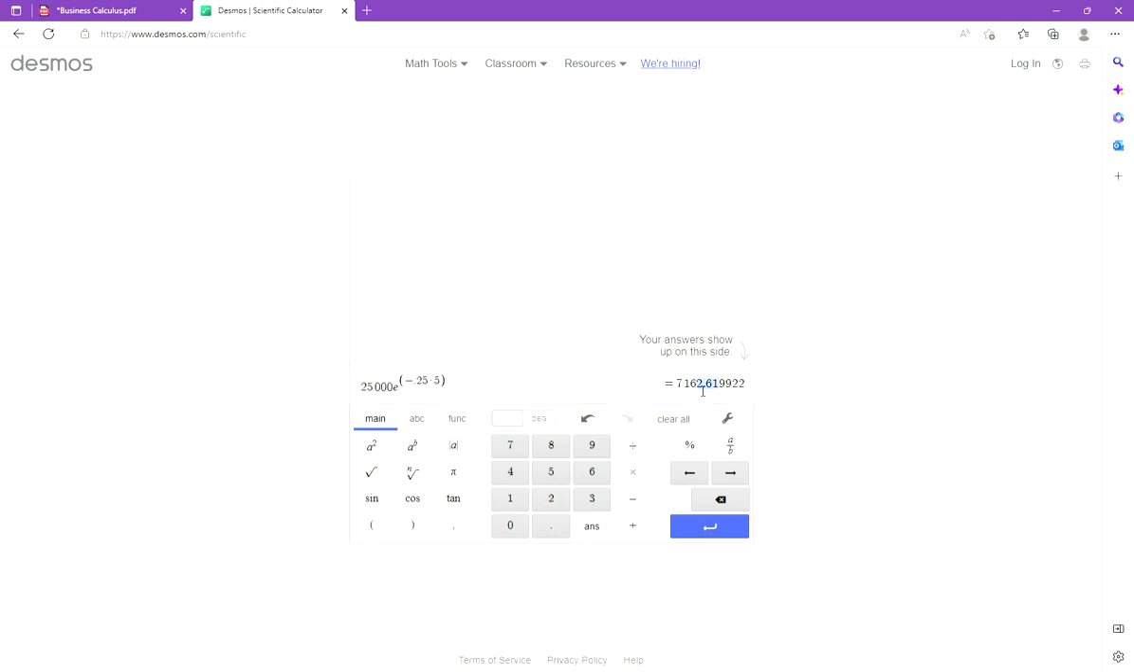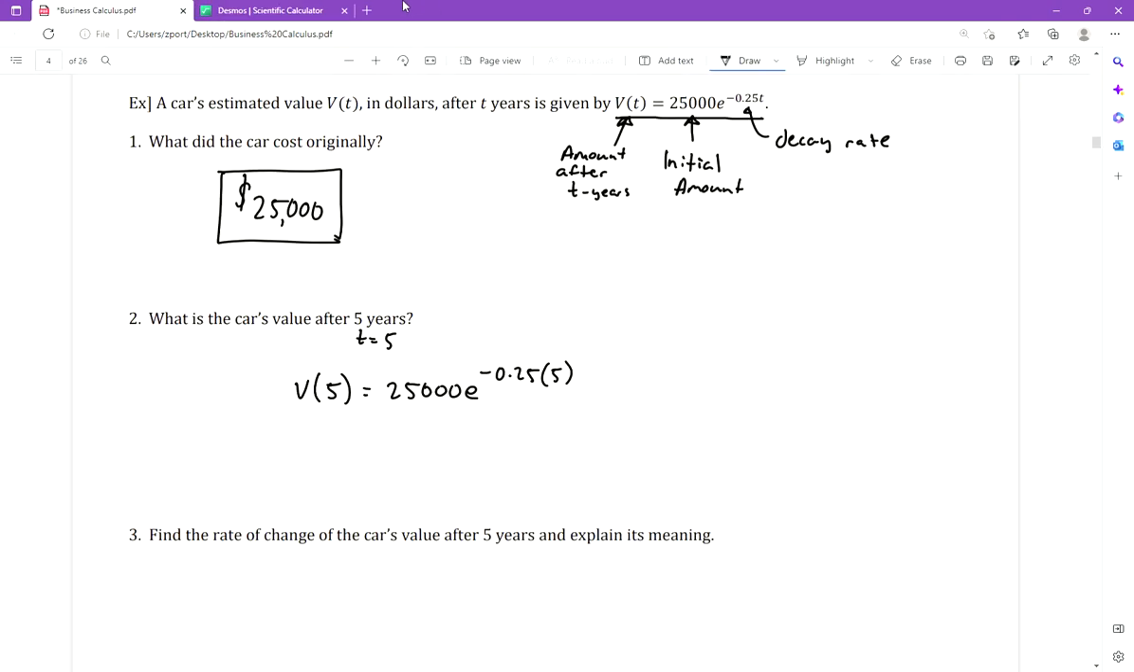$7,000. Okay, let's round it to the nearest cent. $7,162.62. Okay, so I want to get that first. So V of 5 equals that. Okay, so after 5 years, it's about $7,000, or it's worth about $7,000.